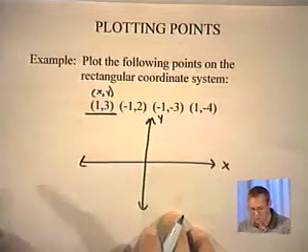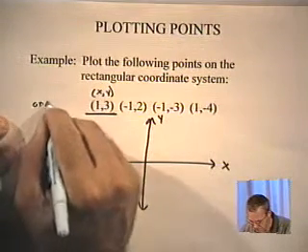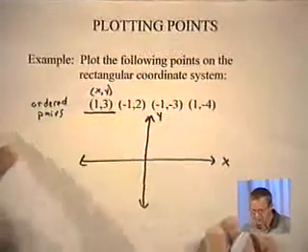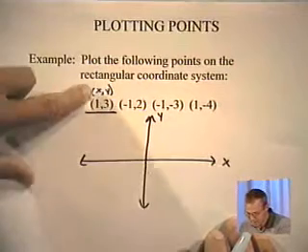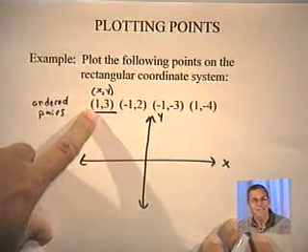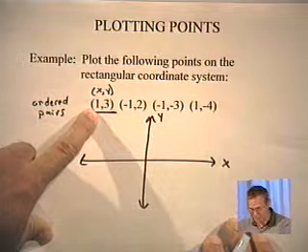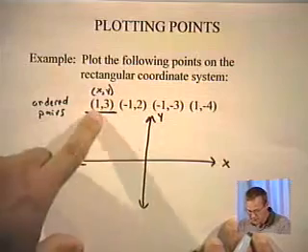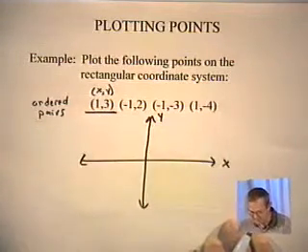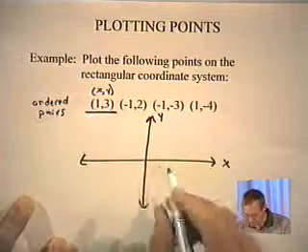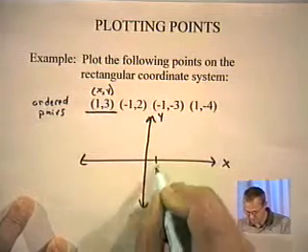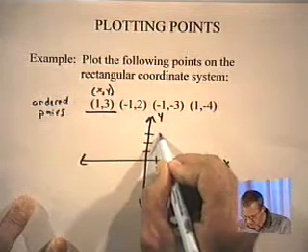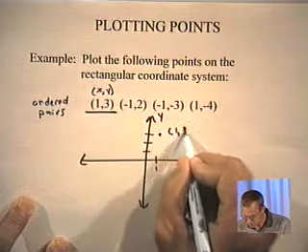These are called ordered pairs, and I'll write that down. Ordered pairs. It's a pair of numbers, and they're ordered. This first component represents the x coordinate, or the x value. The second component represents the y. So if I want to represent this point somewhere on my coordinate system, I simply go over in the x direction 1 unit, and I go up 3 units. And there's the point (1, 3).